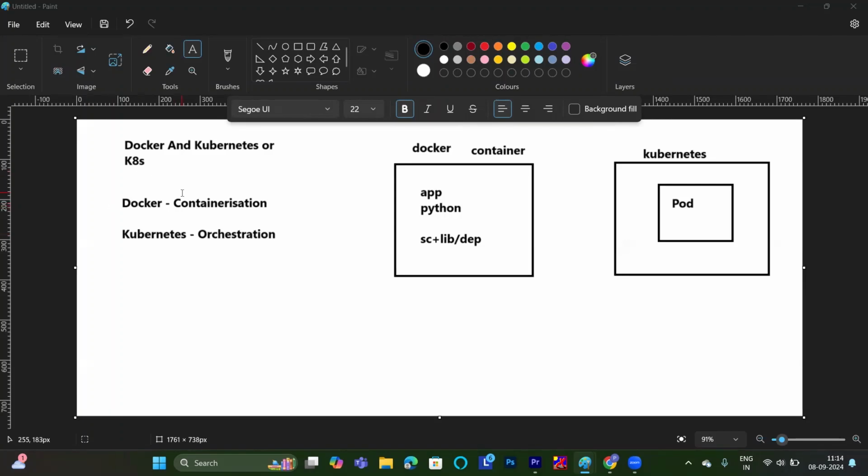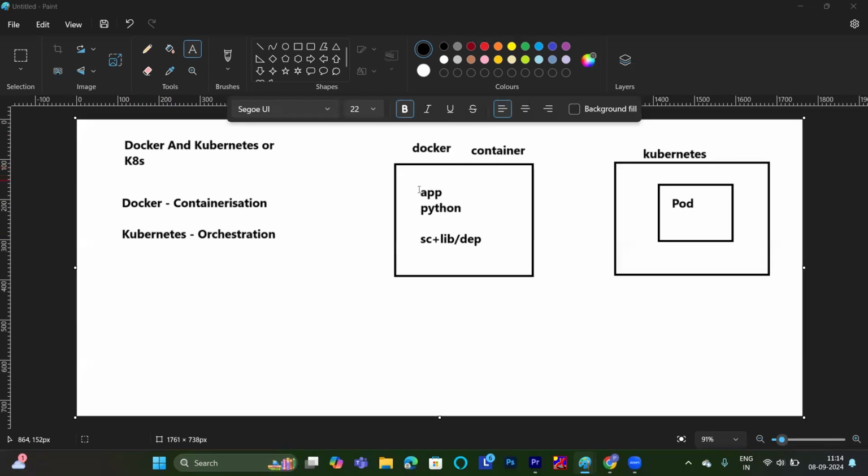Let's start straight away. We are going to discuss Docker and Kubernetes. Why is Docker providing containerization? Containerization means providing a separate environment for an application to run within the containers. Docker works on a technology called containerization.